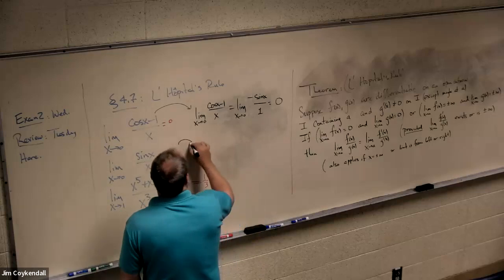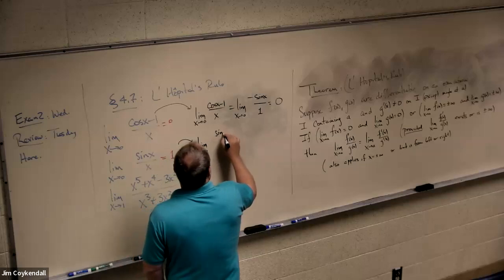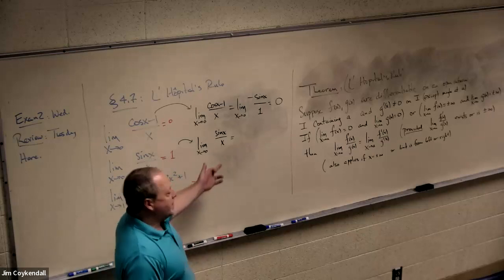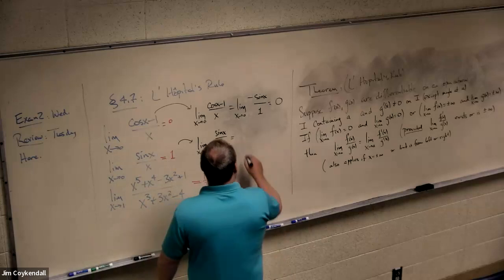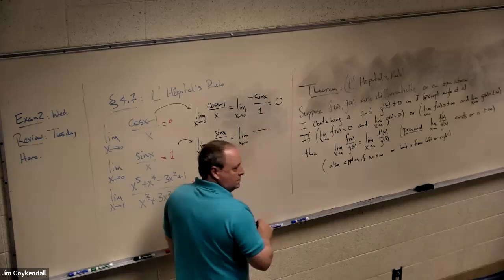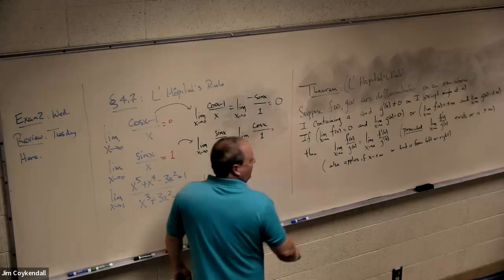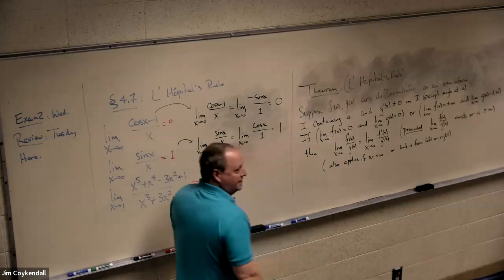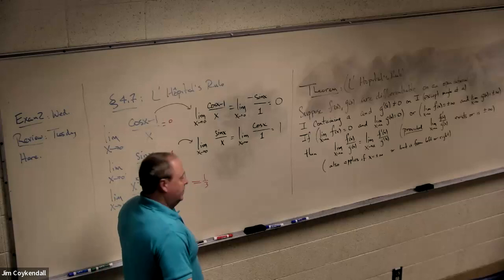How about this one? If I'm a bonehead and plug in, it's 0 over 0. Let's do L'Hopital's rule. The derivative of sine x is what? Cosine x, and the derivative of x is 1. Plug in. I get 1. Let's do this one right here.